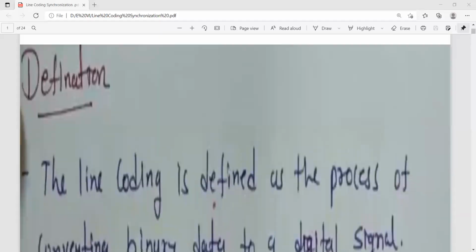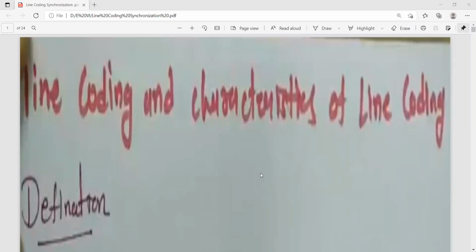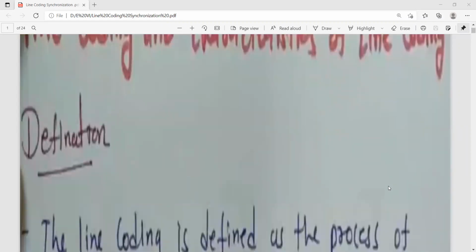In the earlier class, we discussed the checksum method, Hamming codes, framing of the Hamming codes. And today we'll discuss another method, that is called line synchronization.